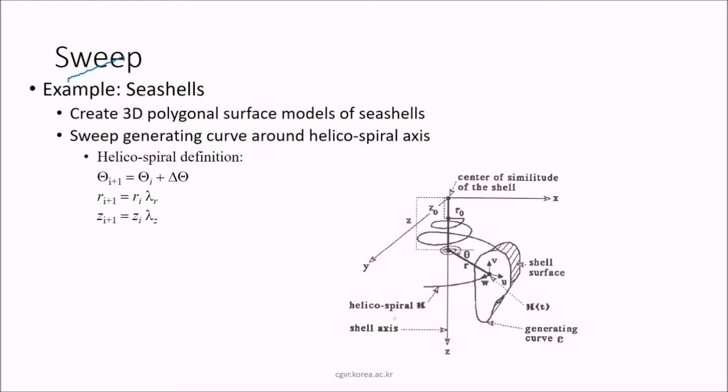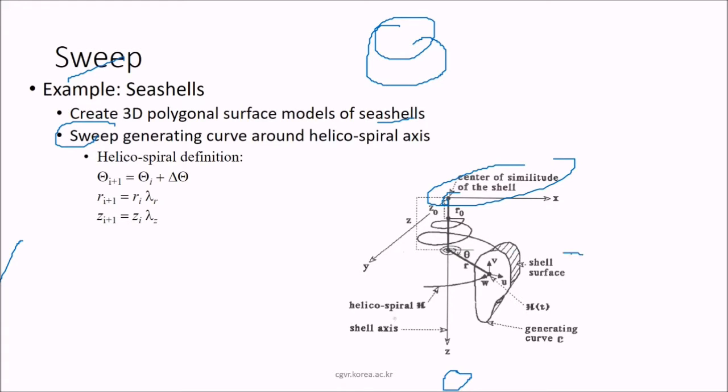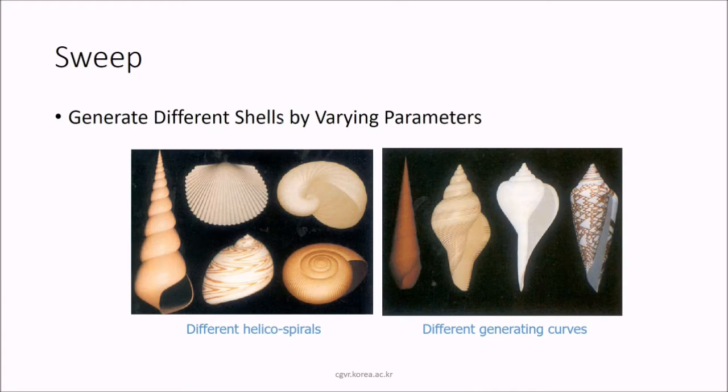Sweep. So, for example, seashells, sweeping. It creates 3D polygonal surface models of seashells, and the sweep generates a curve around the helico-spiral axis like this. So, like this, you have the center of similitude of the shell. These are the shell surface. These are the generating curve. We have the helico-spiral shell axis like this. So this is the helico-spiral definition. You don't have to go into the detail of all this. So this is the generation of different shells by varying the parameters. These are different helico-spirals, and these are the different generating curves.